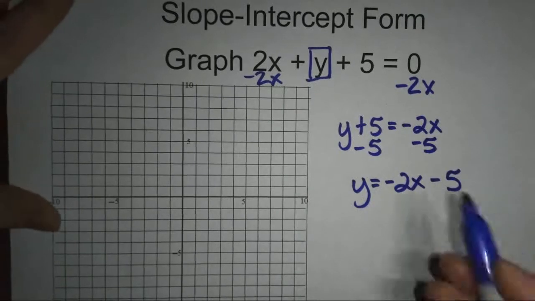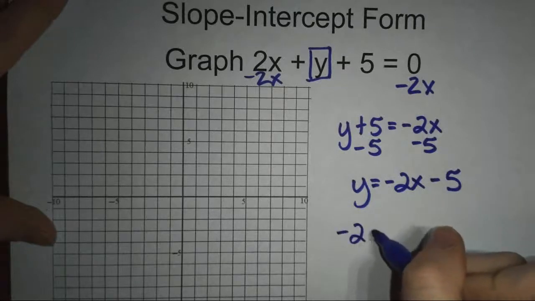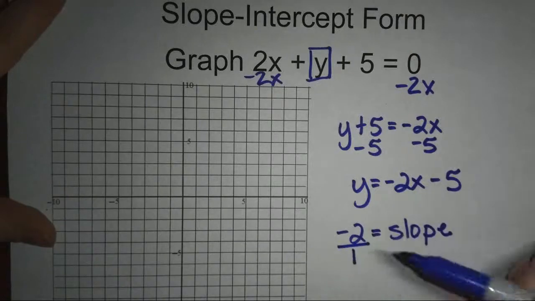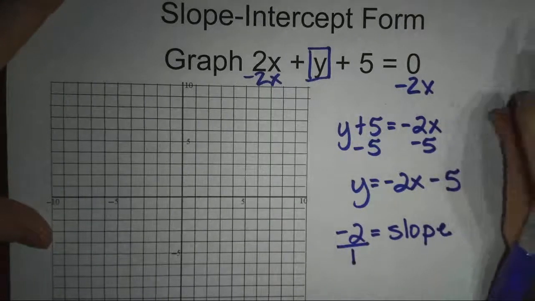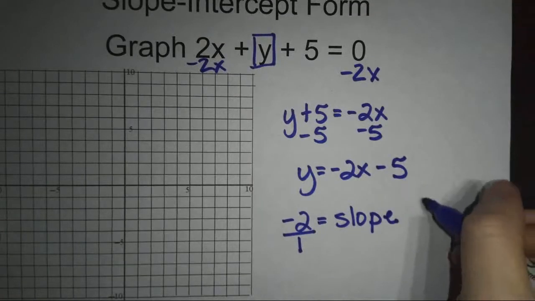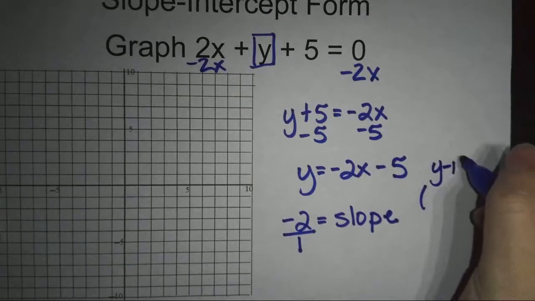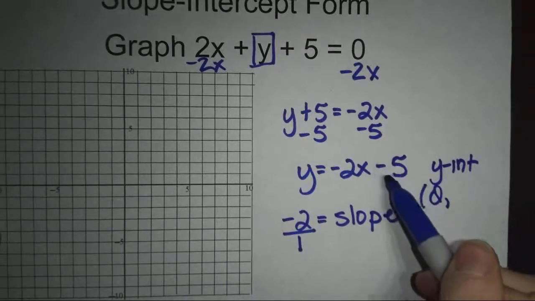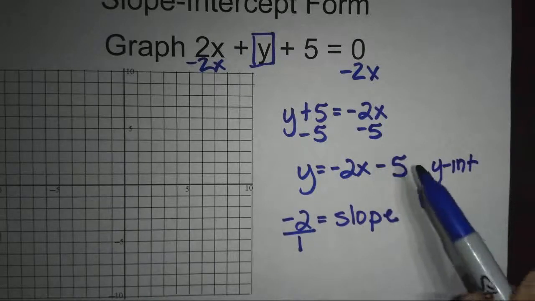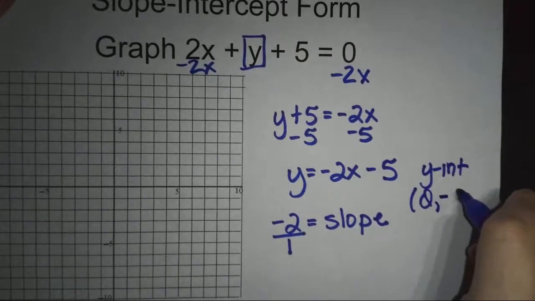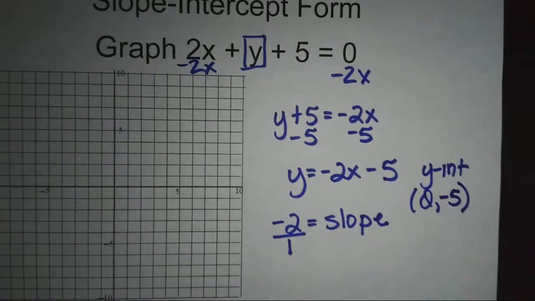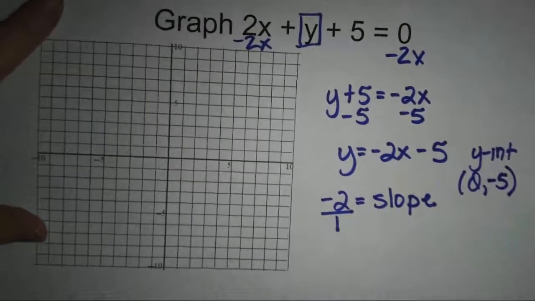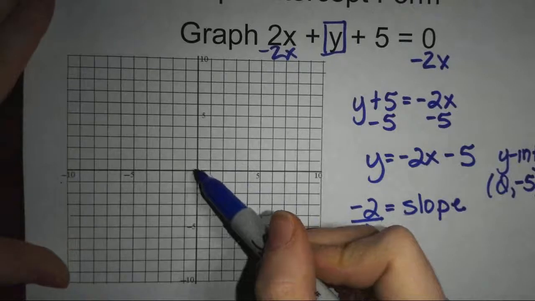That's in slope-intercept form, and that tells me that negative 2 equals my slope. Or I could say negative 2 over 1, since I want rise over run. I know for my y-intercept that x will equal 0. And this number that I'm adding here is my y value. Now, since I'm subtracting 5, I'm actually adding a negative. So my y value will be negative 5. In order to graph this, I start with my y-intercept, so I draw a point at 0, negative 5 on my graph. So 0, negative 5.